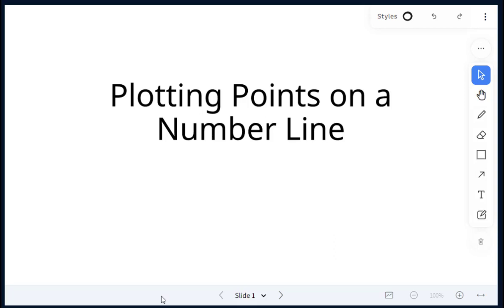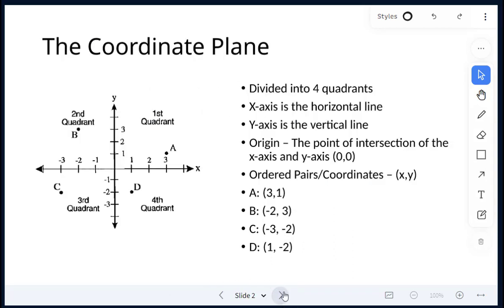Okay, today's class we are looking at the coordinate plane and how to plot on the coordinate grid using the ordered pairs or the coordinates. So the coordinate plane is divided into 4 quadrants. You can see we have the number line here. That is the x-axis. It is the horizontal line, also called the x-axis.